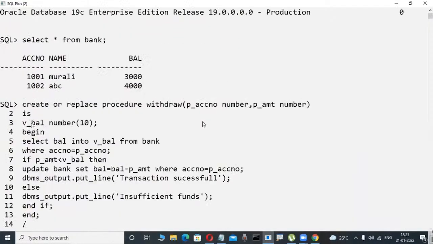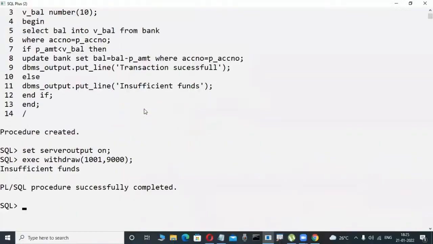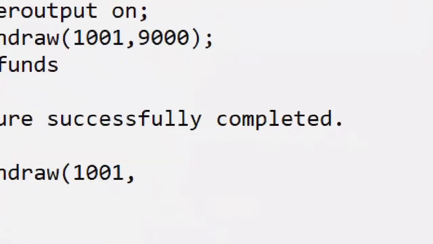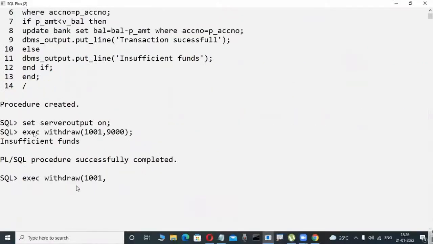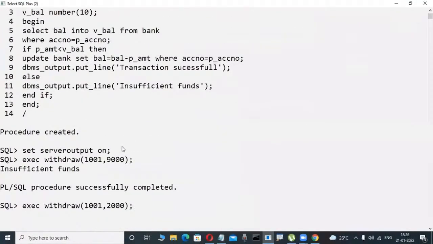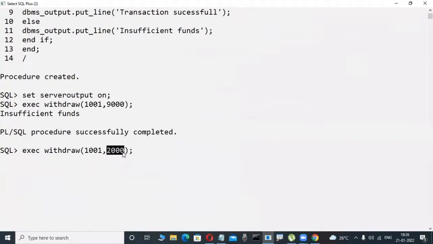For example, in this case, my balance is 3,000. Now I try to withdraw 2,000 rupees. And now here, check it out. Observe it here. 1001 is my account number. I try to execute again, withdraw. Okay, so now here procedure. Now I try to withdraw 2,000 rupees. Possible? Possible. Why? Because my balance is 3,000, but I try to withdraw only 2,000.